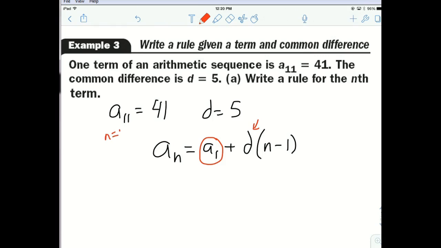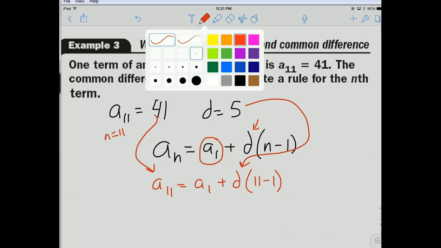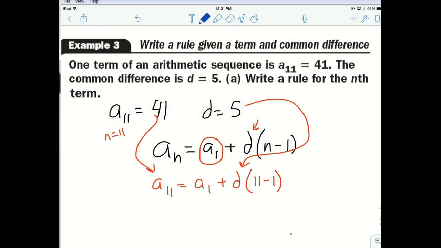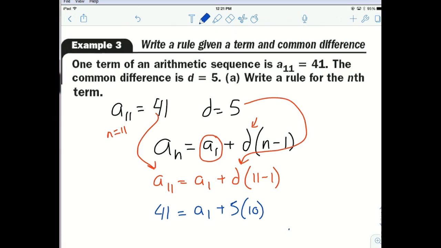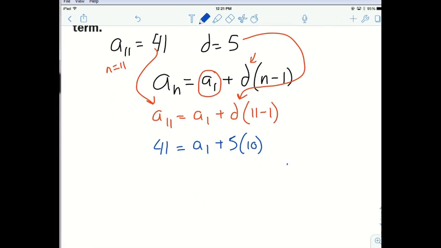Here, n is 11, and my value is 41. So if I plug in, a sub 11 is equal to a sub 1 plus d times 11 minus 1. Well, now I know d is 5, and I know that a sub 11 is 41. I can plug those values in and start solving for a sub 1. So here's a 41 is equal to a sub 1 plus 5 times 11 minus 1, which is 10. So we're just using the rule, kind of going backwards in a way to find a sub 1. Subtract 50 from both sides, and we find out that our first term in this sequence is negative 9.